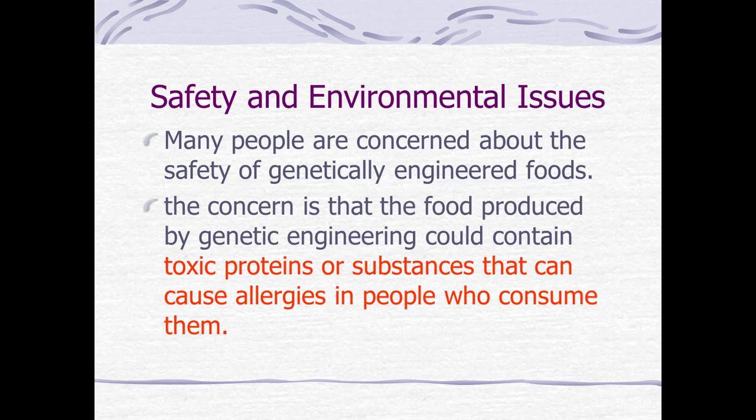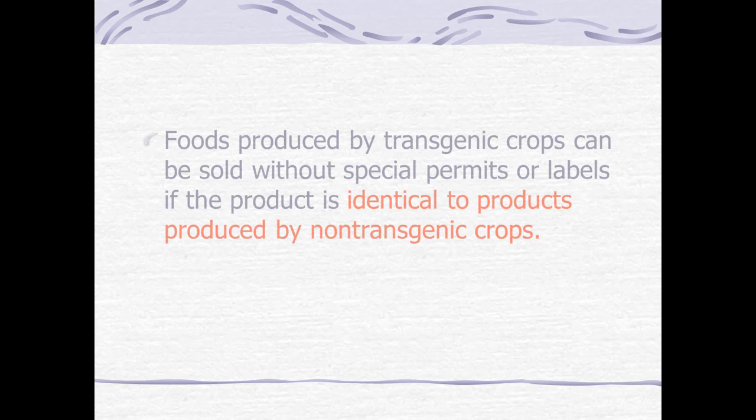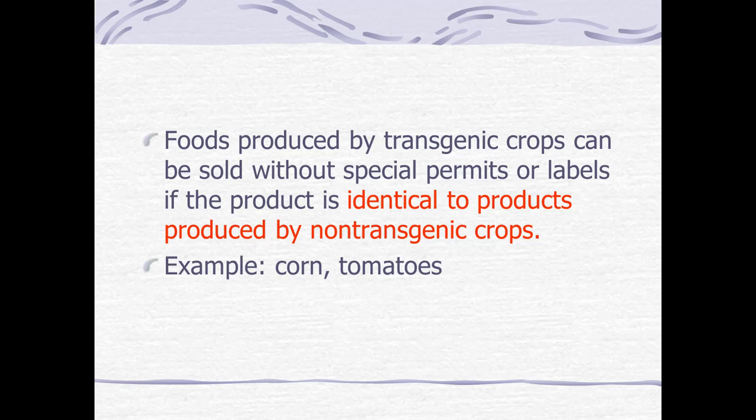The concern is that food produced from GMOs can contain toxic proteins or substances that can cause allergies in people who consume them. Food produced by transgenic crops can be sold without a special permit or label if the product is identical to the product produced by non-transgenic crops. Example: corn, tomato.